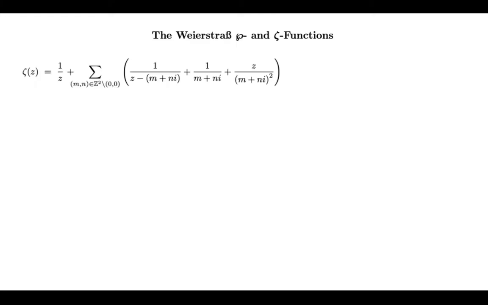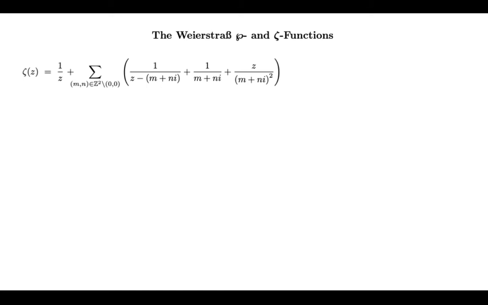The main idea of this chapter is to design a complex function which has a pole at each integer point, if you want, in the complex plane. So each point for which both the real and the imaginary part are integers, with residue 1, such that this function is doubly periodic. We'll say in a moment what that means.